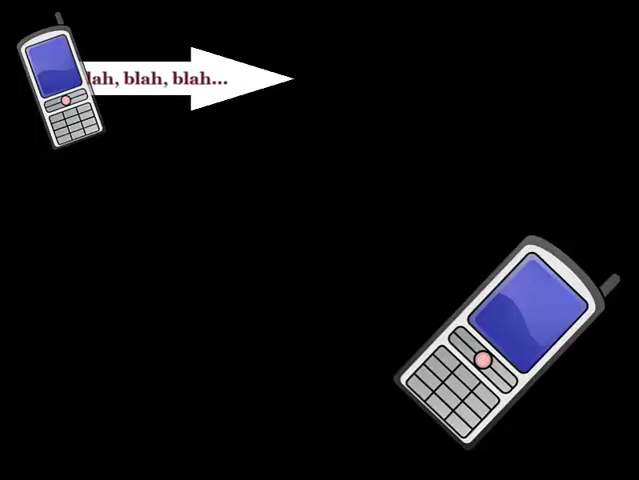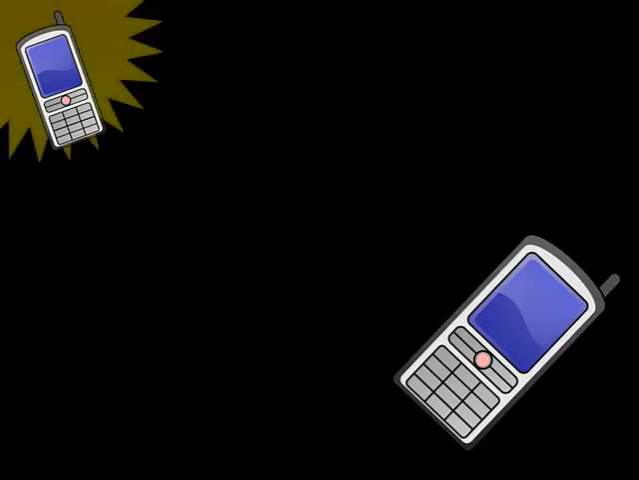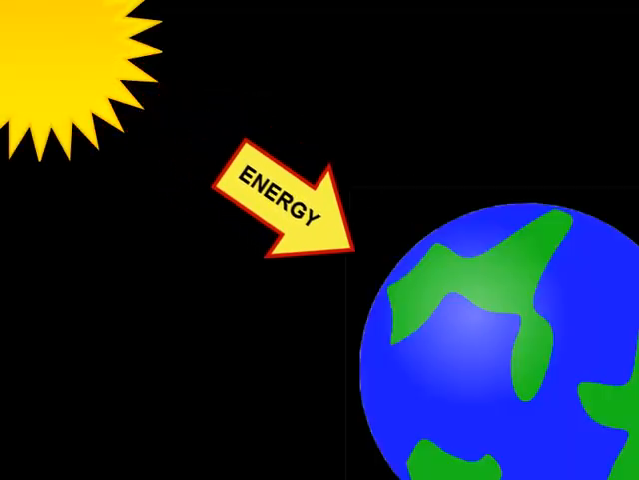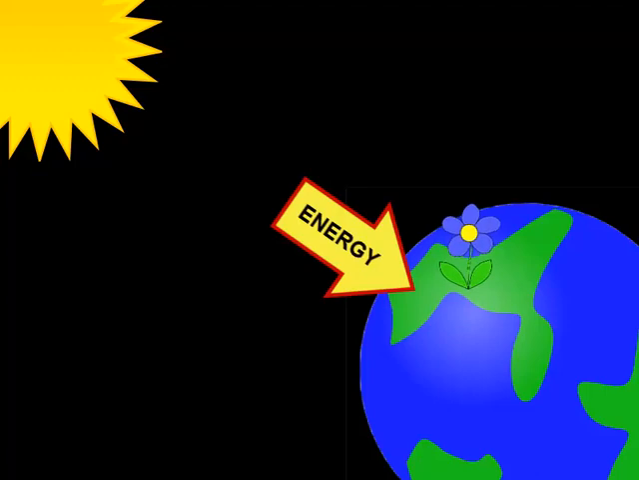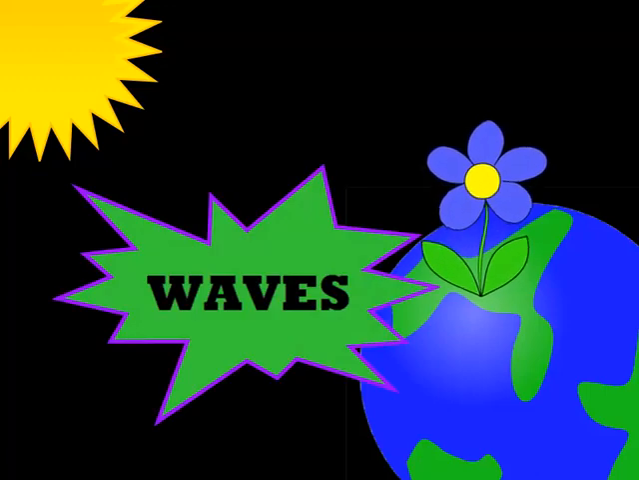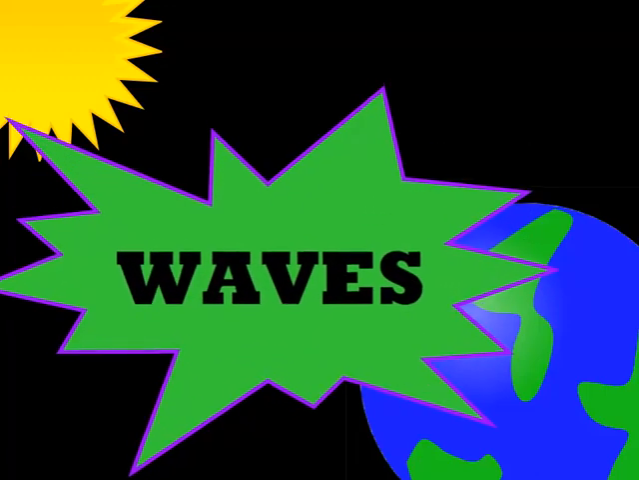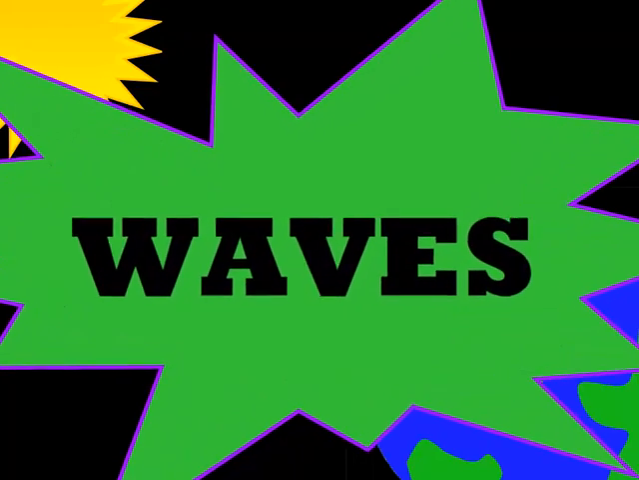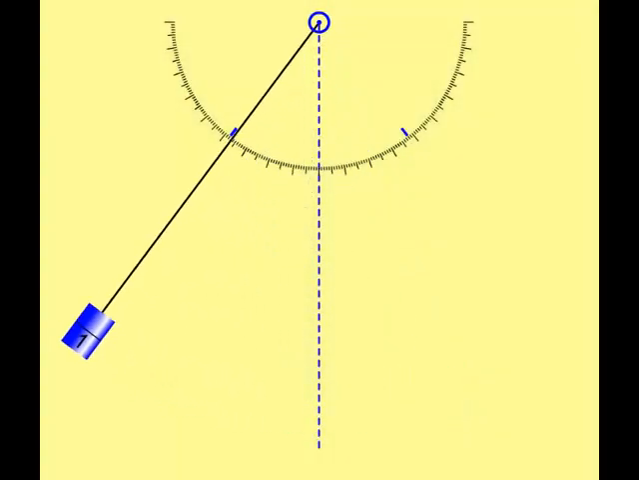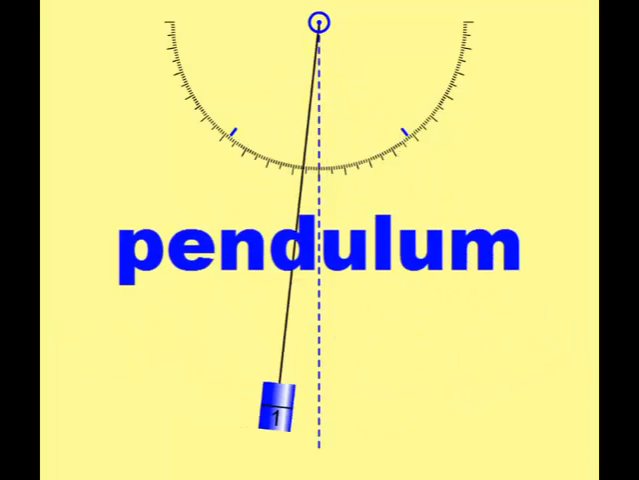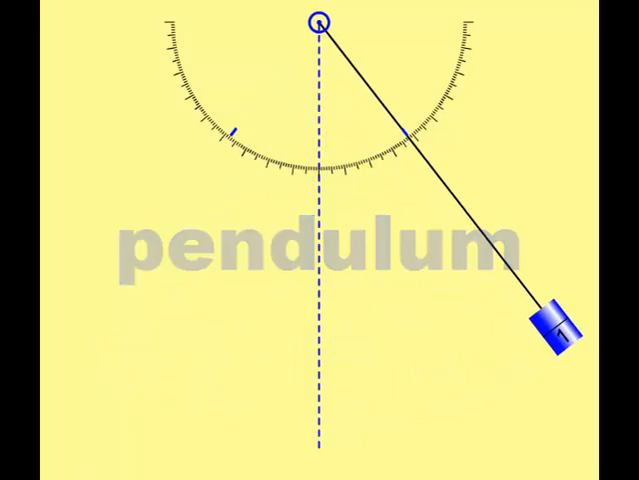Have you ever wondered how your text message gets from you to your best friend? Or how the sun's energy reaches the earth and makes life possible? The answer is waves. In this chapter, we'll explore the physics of waves and learn how they transmit energy through space and time. To begin, we'll look at a simple device called a pendulum, which at first seemed to have very little to do with waves.